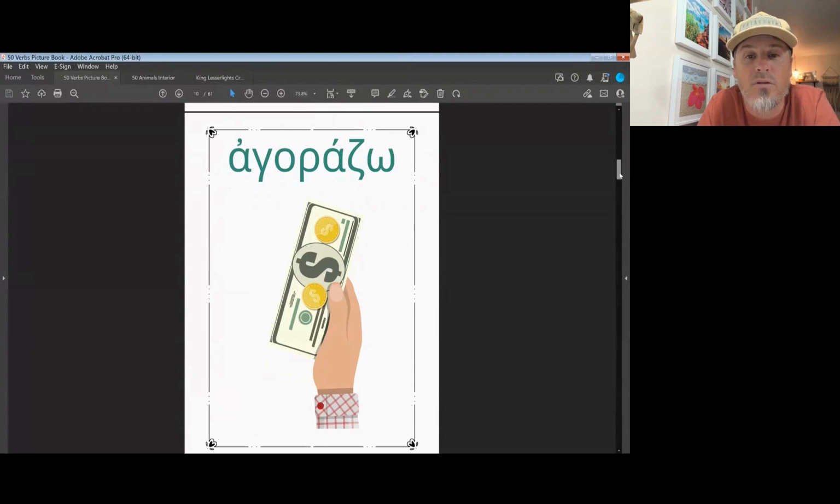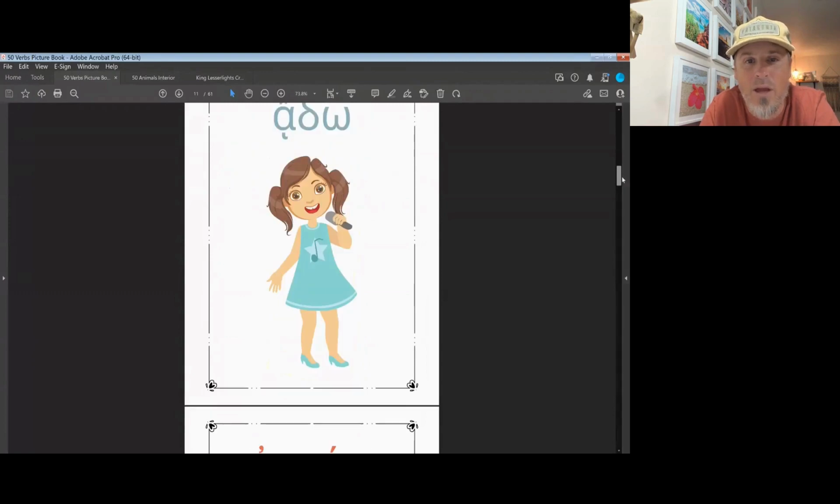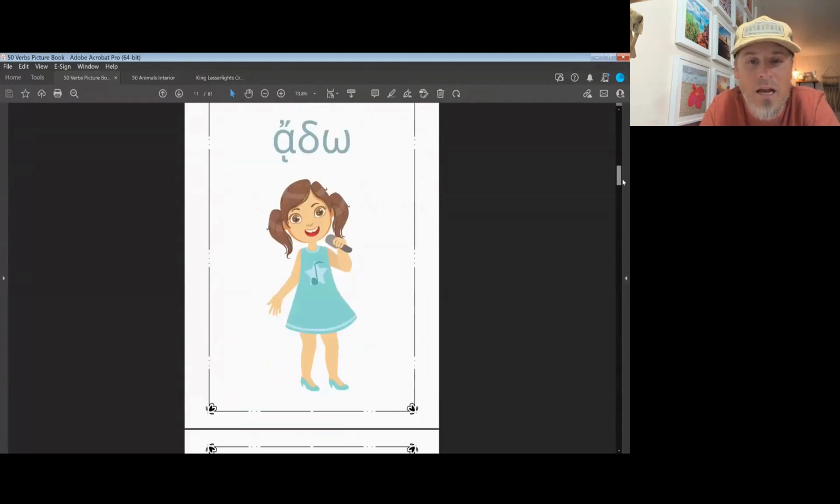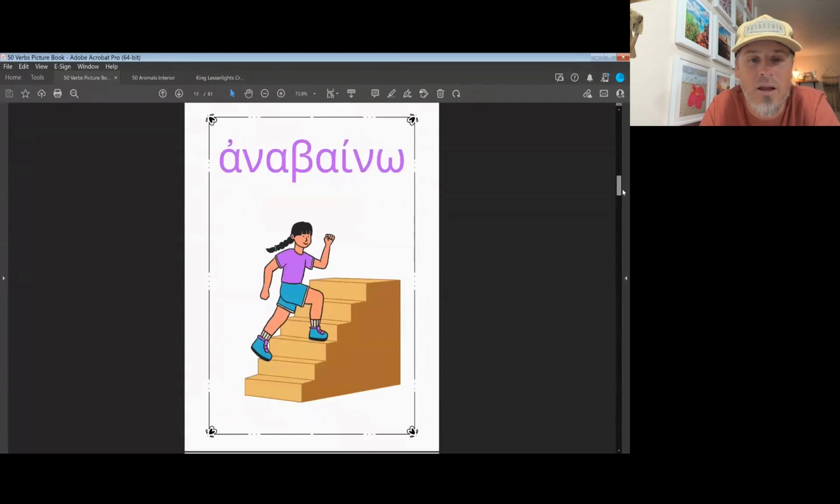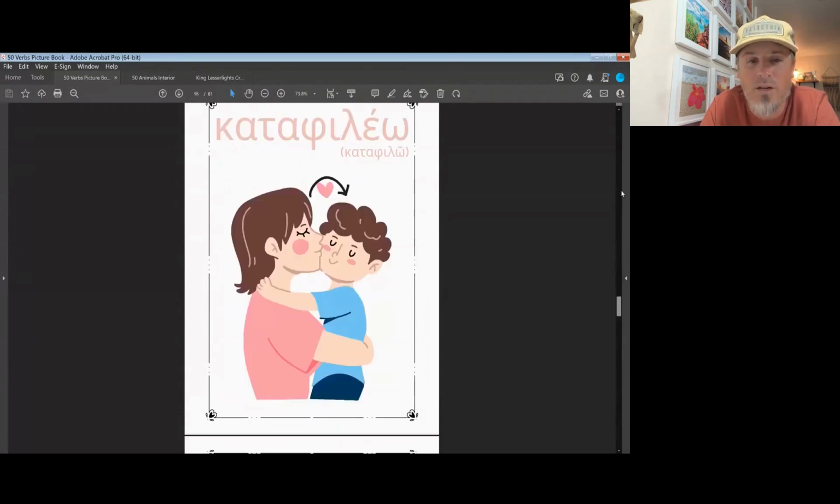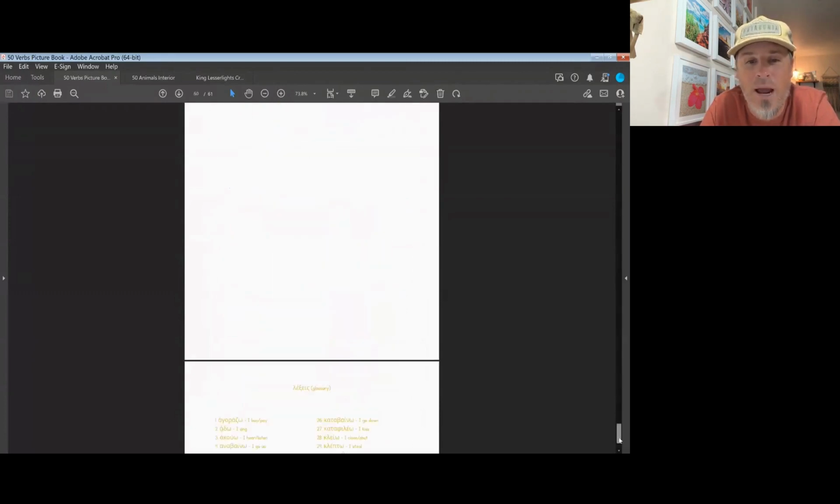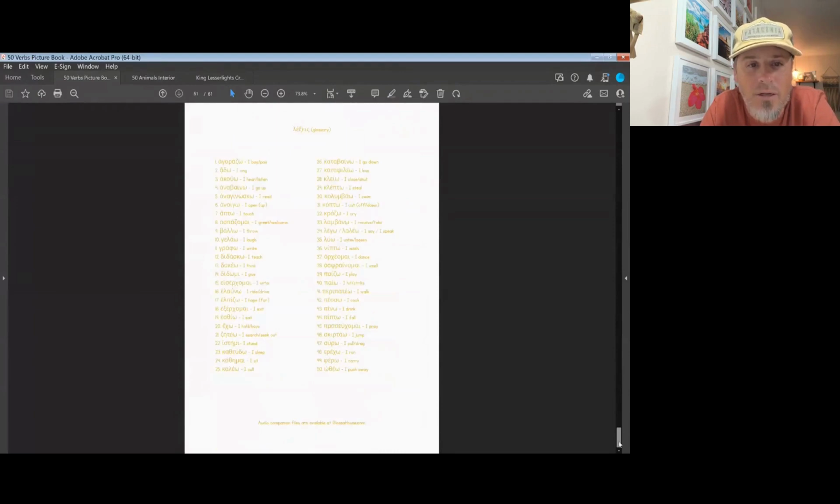So these are in their first person, present active indicative forms. So agorazo, obviously, I buy. We have ado, I sing. Akouo, I listen or I hear. Anabaino, I go up. These are easy. And once again, at the back of the book, we have a glossary. And these, again, are in alphabetical order with their English glosses.